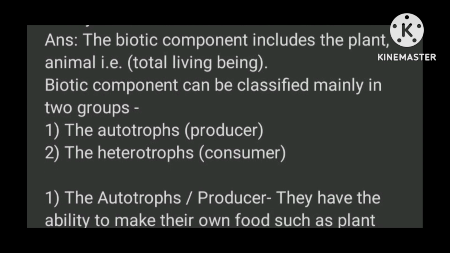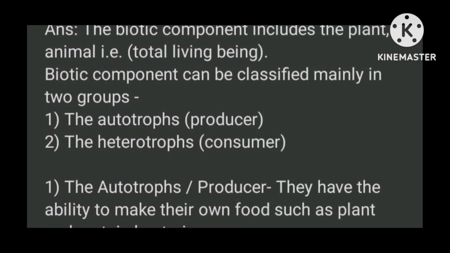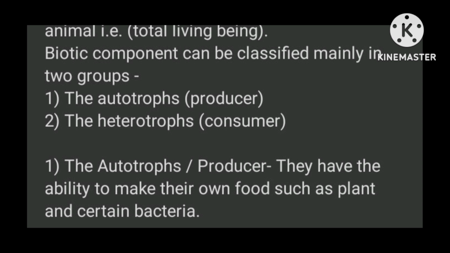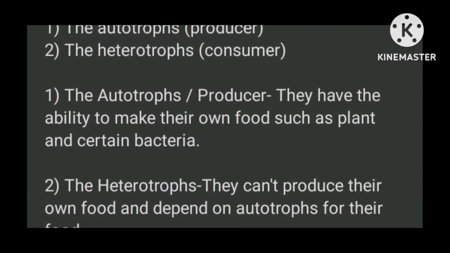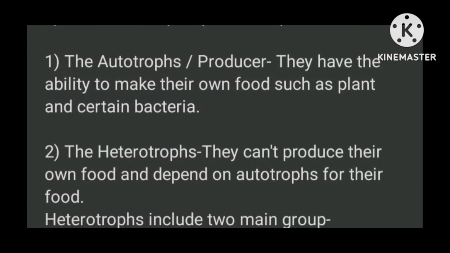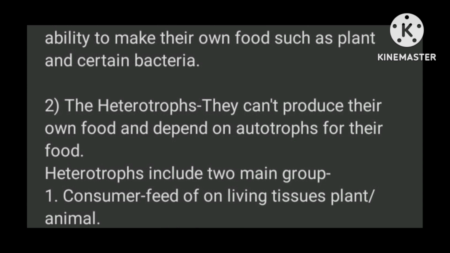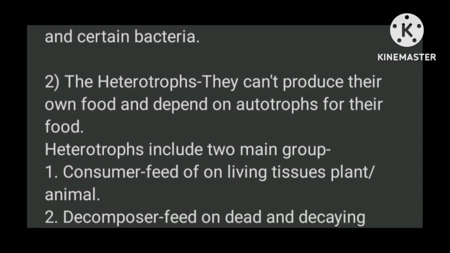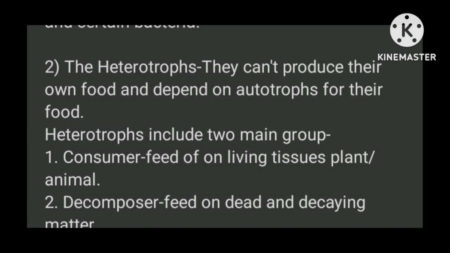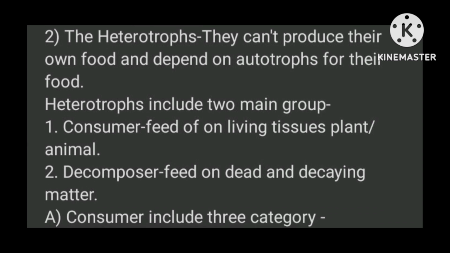First, the autotrophs, the producers. Second, the heterotrophs, the consumers. The autotrophs, the producers, have the ability to make their own food, such as plants and certain bacteria. Second, the heterotrophs cannot produce their own food and depend on autotrophs for their food. Heterotrophs include two main groups.